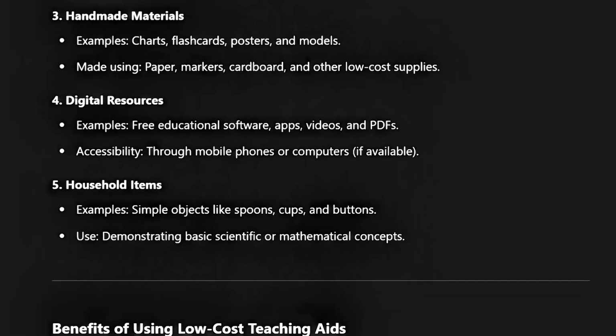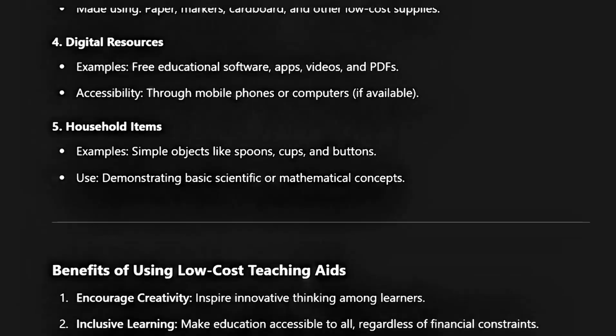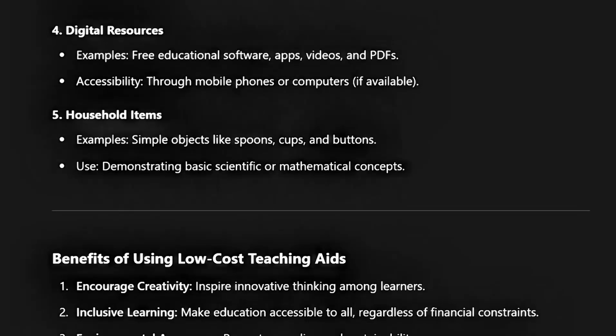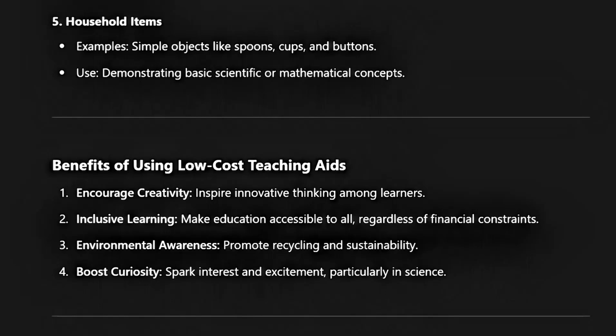3. Handmade materials. Examples: charts, flashcards, posters, and models, made using paper, markers, cardboard, and other low-cost supplies. 4. Digital resources. Examples: free educational software, apps, videos, and PDFs. Accessibility through mobile phones or computers if available. 5. Household items. Examples: simple objects like spoons, cups, and buttons. Use them for demonstrating basic scientific or mathematical concepts.